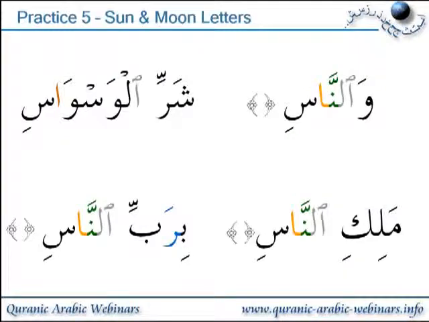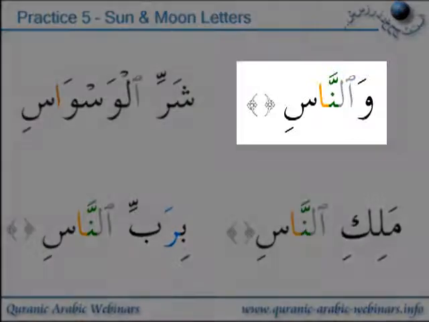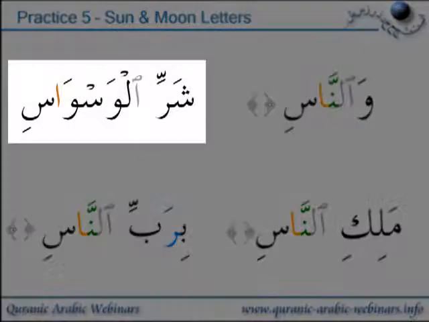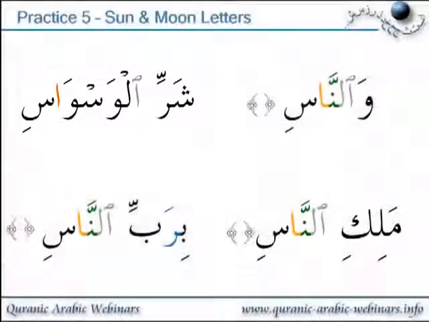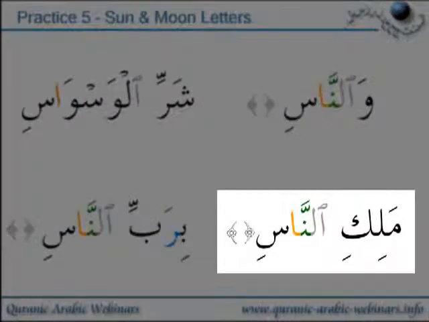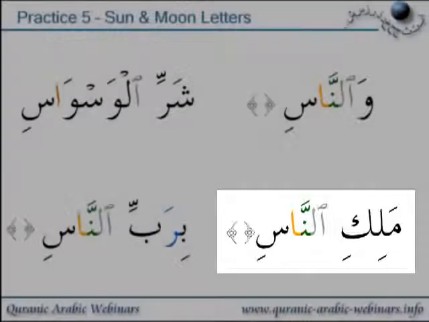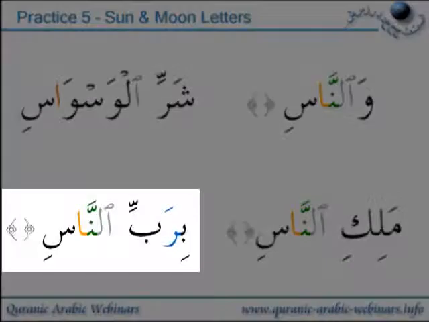So now we'll do a practice with some words with the sun and moon letters. Wan nas, Sharril waswasi, Malikin nas, Birabbin nas.